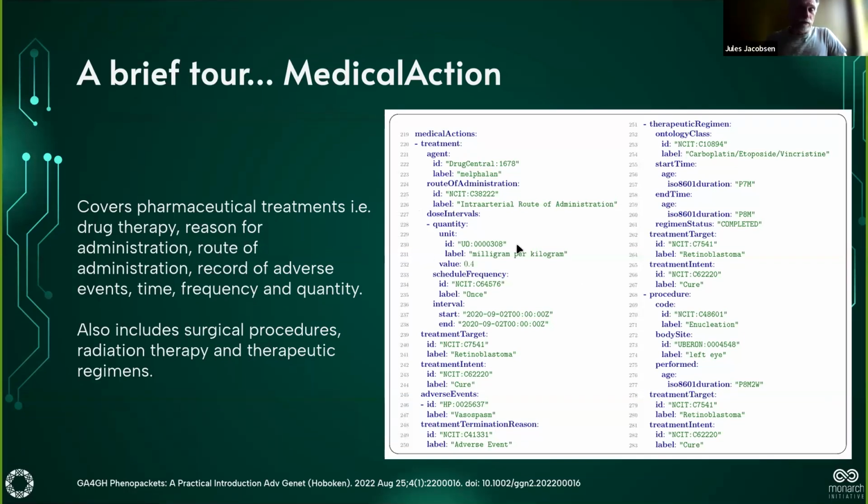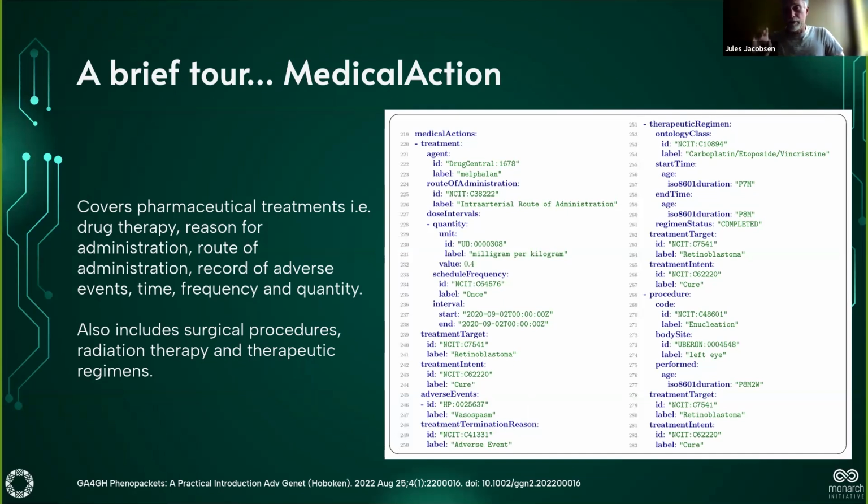We want to know obviously when it was given, how often it was given, and how much was given, and then also what the treatment target was. Like, why are you giving the drugs to this particular patient? So this is what the treatment target is all about. It's meant to treat the retinoblastoma that they were diagnosed with, and the intent of the treatment is actually to cure it. The problem is there were some vasospasms, so the patient was not able to tolerate the drug. And then there's a termination reason. Because of this, there was an adverse event, then the treatment was terminated. So that was this medical action, the treatment medical action.